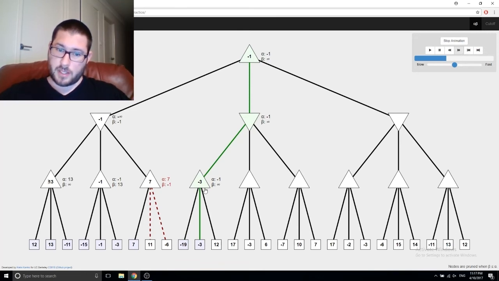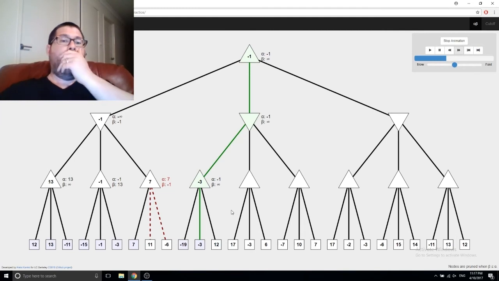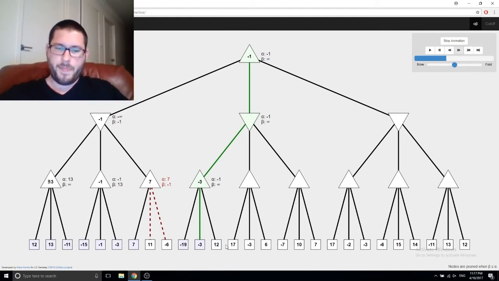Okay, but now when we see the 12, the 12 will update this alpha value because it will allow the maximizing node to push up the value of alpha, and remembering that that's what maximizing nodes are trying to do. They're trying to push up the worst possible move that they can make. They're trying to say that, okay, we can get at least -1, but if we can get at least 12, that's even better. So there we go. Alpha has been updated to 12.